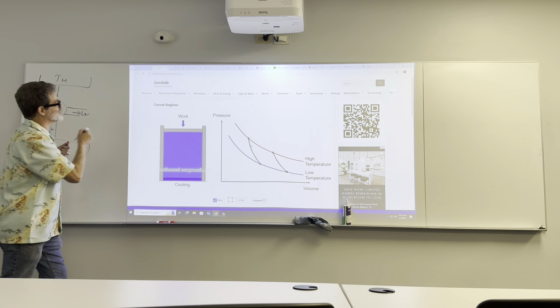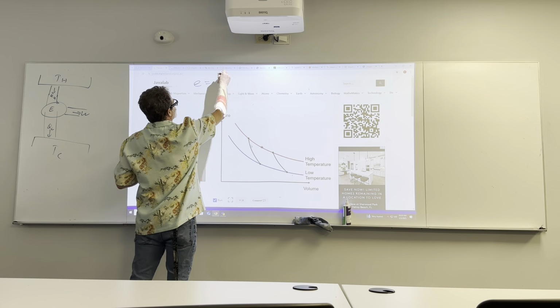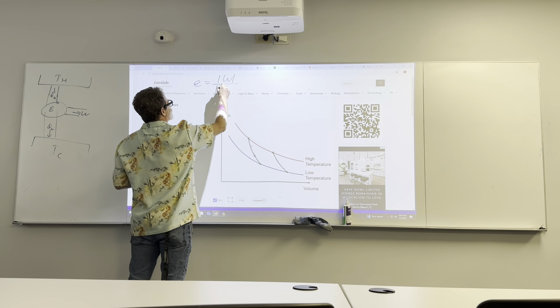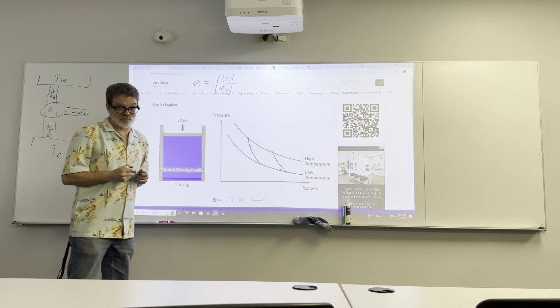The efficiency of an engine is how much work I can get out of the engine divided by how much heat I put into it.